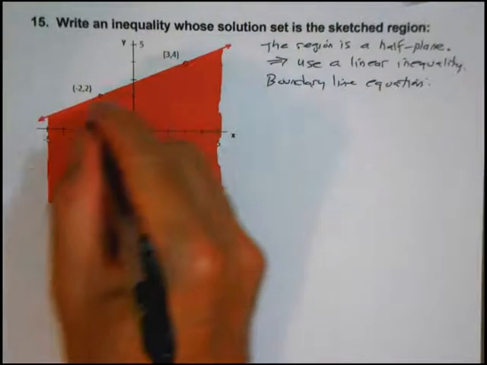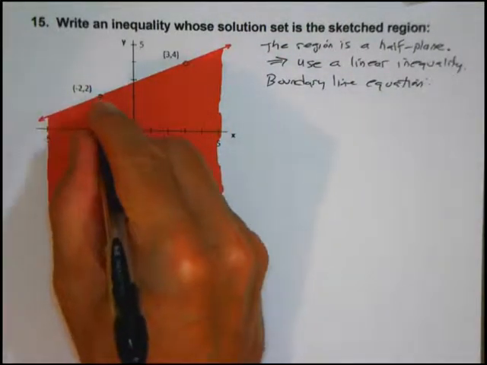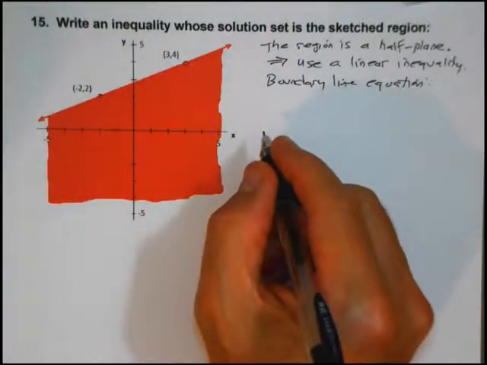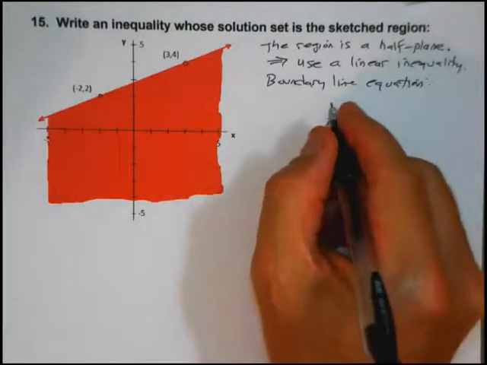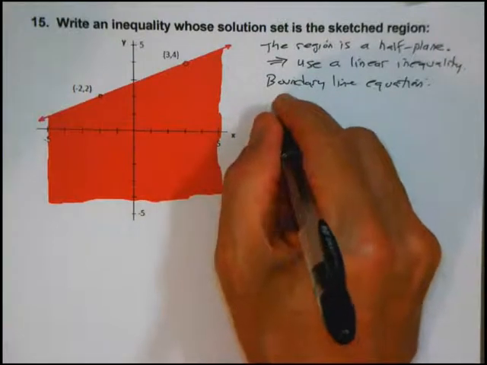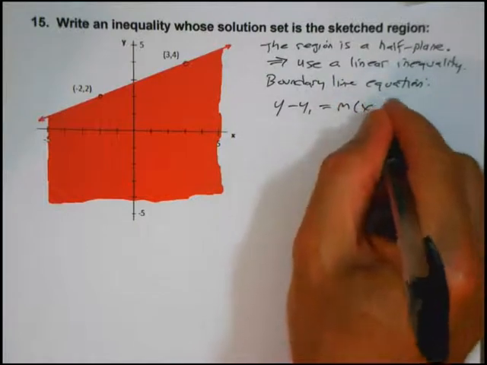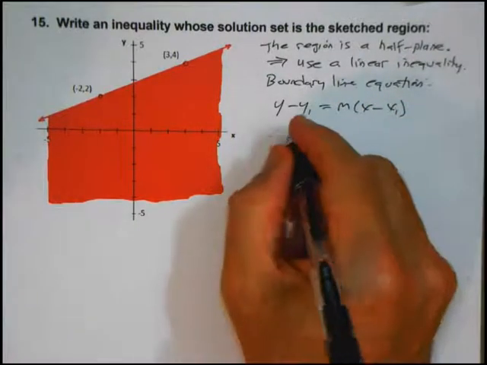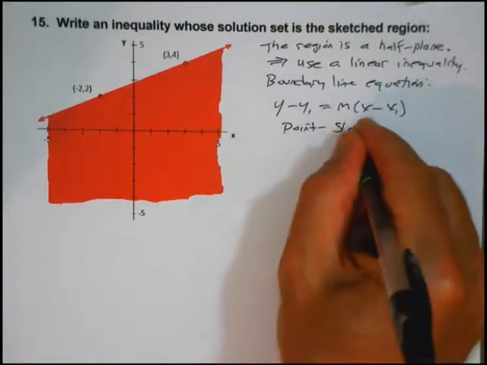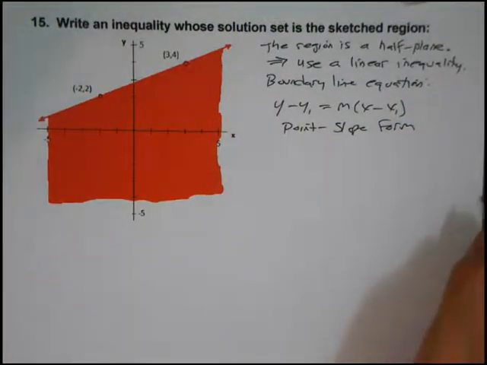Here's this boundary line. Let's see, what do we know about it? Okay, apparently we have these two very specific points. We can work off of that. It might be a good opportunity to use a point slope form of a straight line. So that is y minus y1 equals m times x minus x1. Again, that's called point slope form.